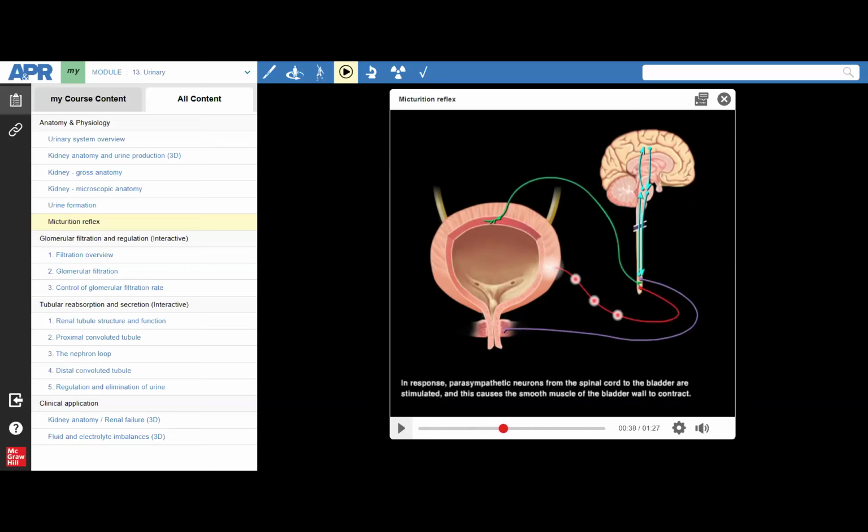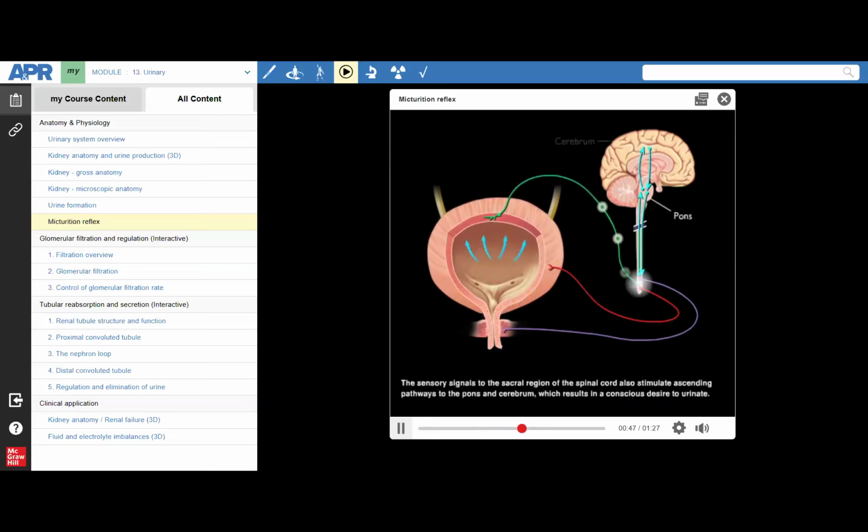Parasympathetic is rest and digest. The sensory signals to the sacral region of the spinal cord also stimulate ascending pathways to the pons and cerebrum, which results in a conscious desire to urinate.